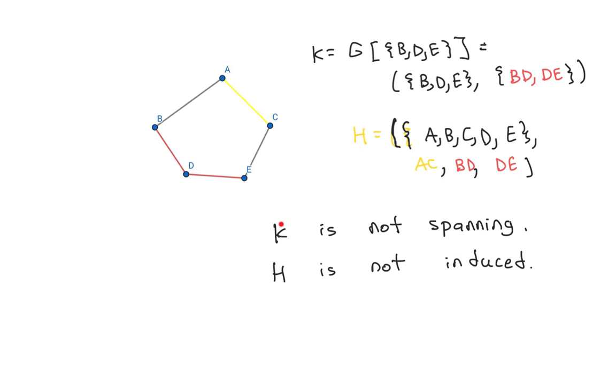Now that graph is not spanning because it's missing vertices A and C. On the other hand, we're going to define H to be the subgraph consisting of every vertex, and then just the yellow edge from A to C, and the edges from B to D and D to E. Now H is spanning because we've included every vertex, but it is not induced because, for instance, we have vertices C and E in our set, and in the original graph there's an edge between them, but we did not include that edge in this subgraph.